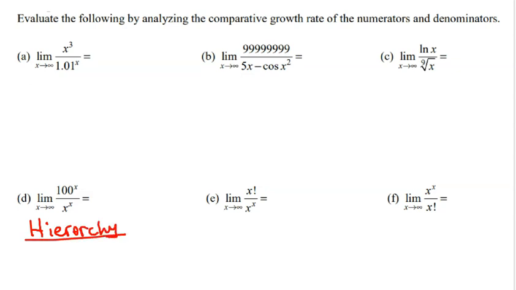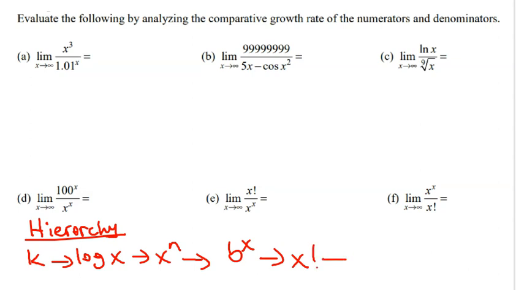Basically, let's say we have a constant number k. Then we're going to have a logarithmic function, then a polynomial function, sorry, not exponential. Then we're going to have b to the power of x, which is an exponential function with a constant base. Then we're going to have factorial, x factorial. Then we're going to have another exponential function with an algebraic base, let's say.